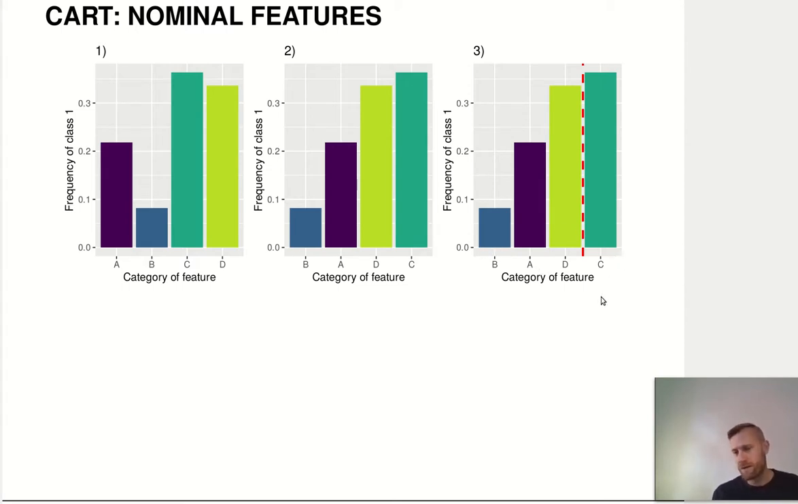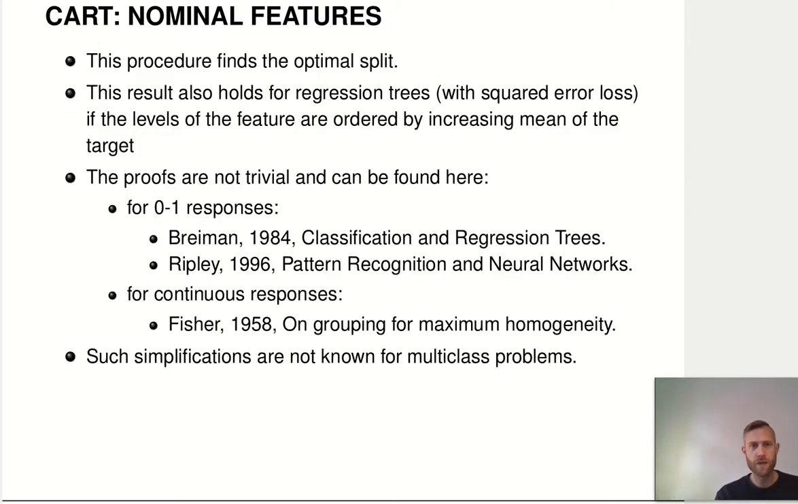Yeah, and it's guaranteed that there's no other combination. So if you were to put B and D in the same leaf and A and C in the same leaf, it's guaranteed to be a worse split than anything else that we're doing here. Yeah, so we're using basically the information about the target variable that we have to only look at the splits that are actually relevant for solving the problem. Okay, very clever shortcut for nominal features. This is guaranteed to find the optimal split.